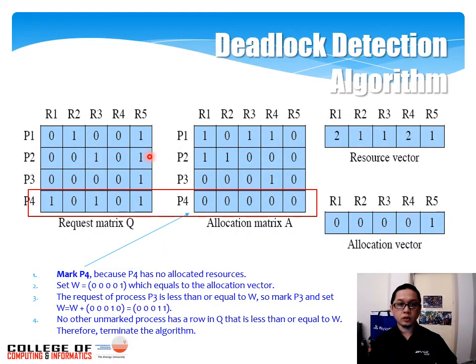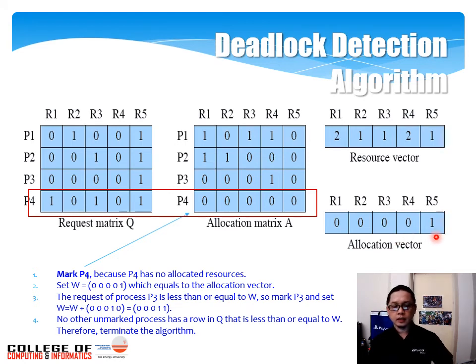So how do we use this information? First of all, you need to choose one process that is not deadlocked or is safe to proceed. In this case, you see that currently there is no allocation for P4. So for the first part, mark P4 because P4 has no allocated resources currently. And then for the checking value, W, you choose the value of the allocation vector. So now the value of W is 0, 0, 0, 0, 1.